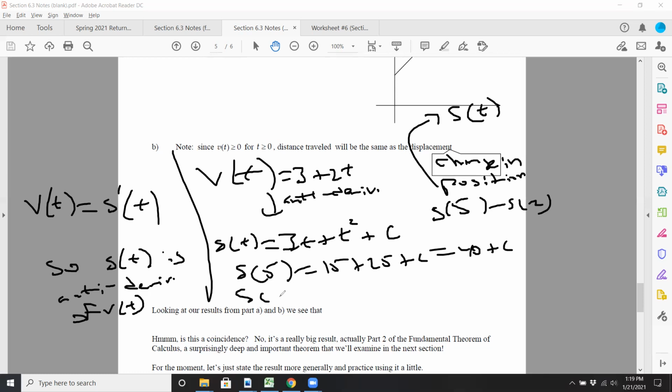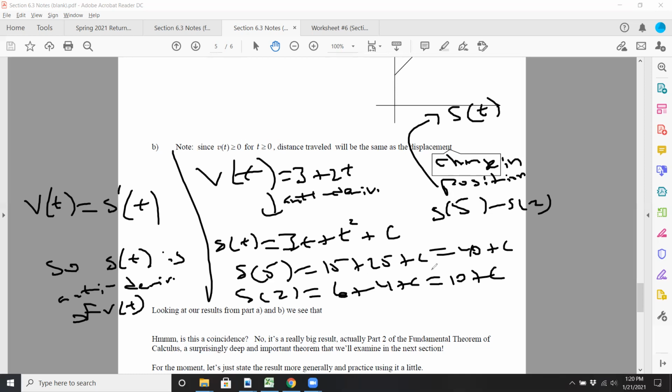S of 2, if you work that out, would be 6 plus 4 plus c, which is 10 plus c. Again, the distance traveled, which is what we're being asked to find here, will be the same as displacement because our velocity is always positive, so we don't have any negative velocity or negative positions to worry about. And change of position is just S of 5 minus S of 2. That'll be the distance we traveled from 2 to 5.